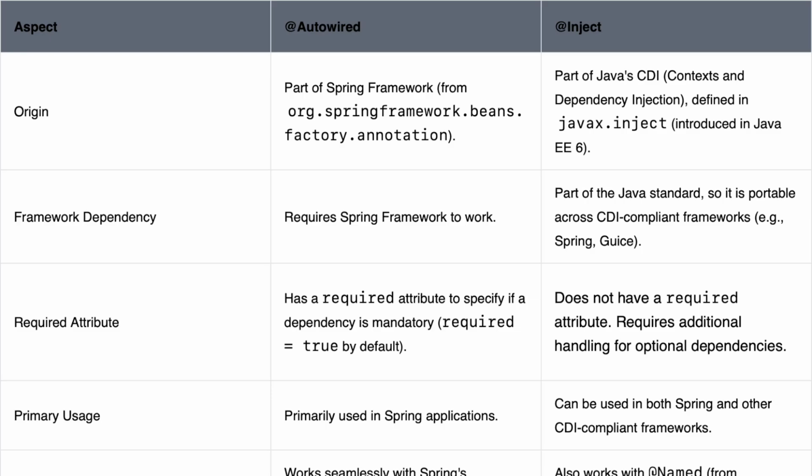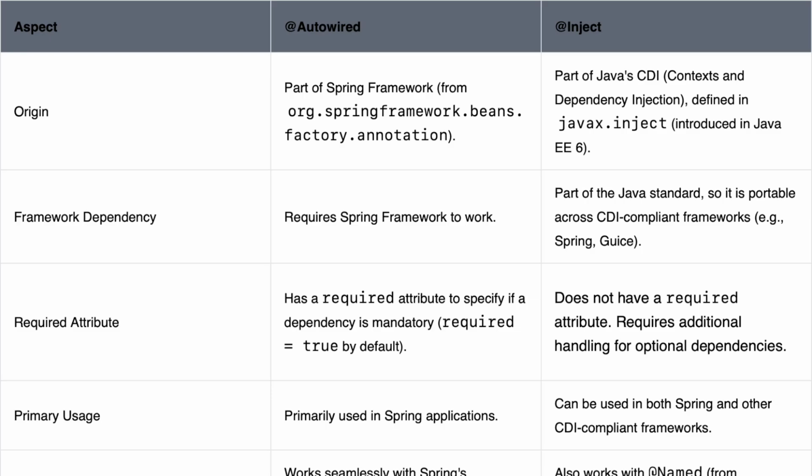Now framework dependency. The Autowired annotation requires the Spring framework to work. But the Inject annotation, as it is part of the Java standard, is portable across CDI compliant frameworks, for example Spring, Guice, anything. Now Autowired has a required attribute to specify if a dependency is mandatory. Required is true by default, but you can make it false. Inject does not have a required attribute. This requires additional handling for optional dependencies.